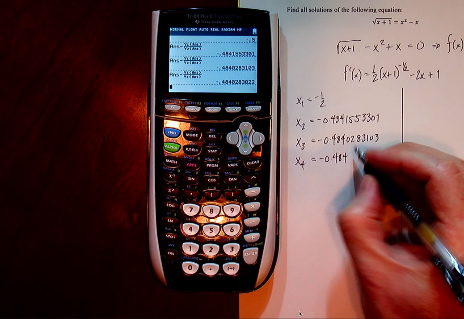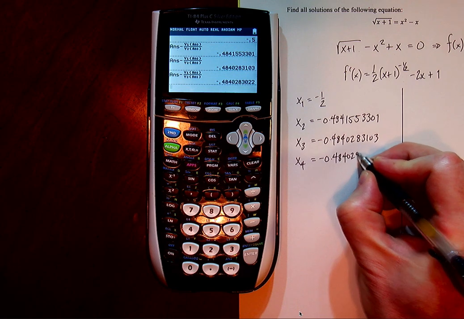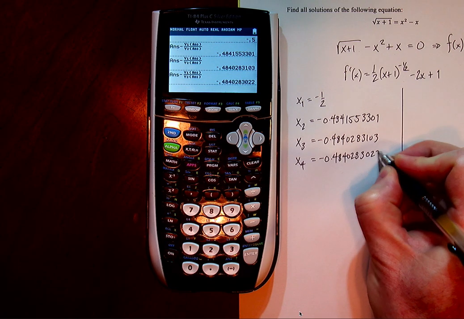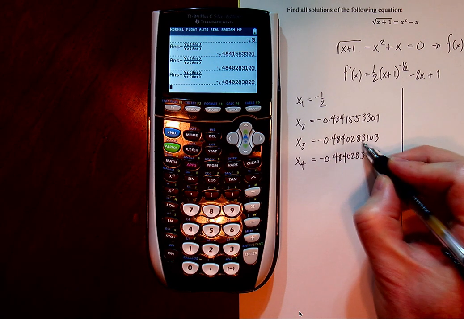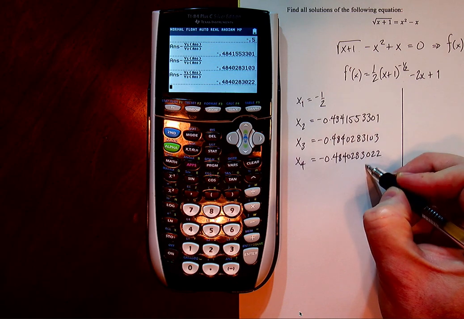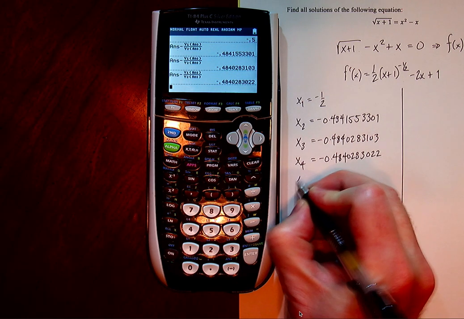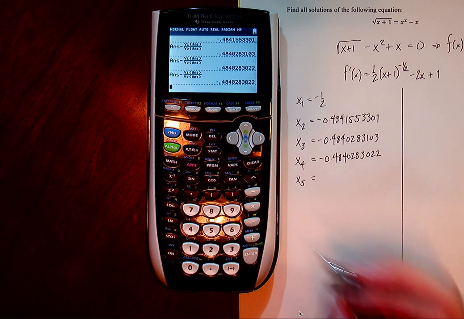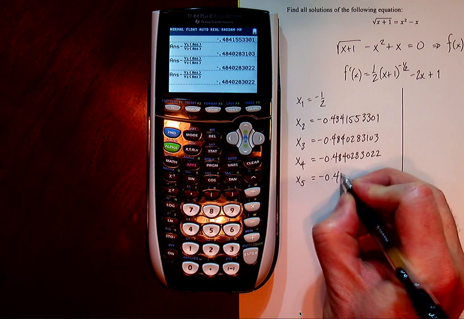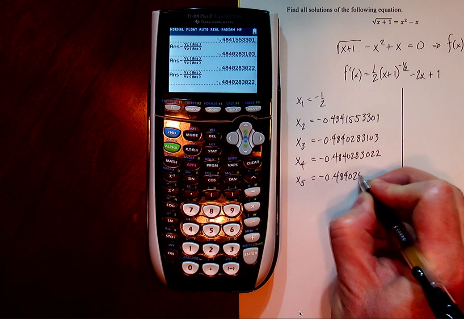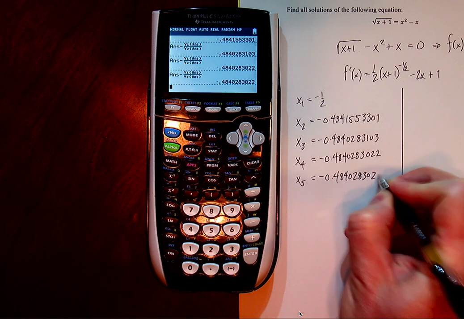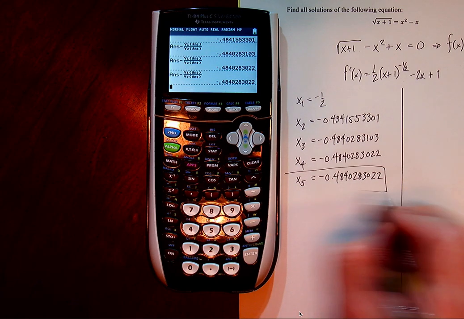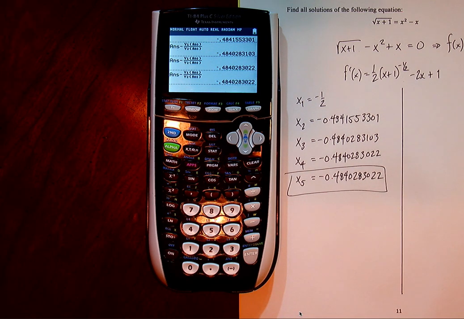In this one, we see that it's 0.283022. Basically 7 decimal places are staying the same, and it's only changing in the 8th. That means that it's probably going to be this next one that doesn't change at all, and I was correct. So negative 0.48402833022.